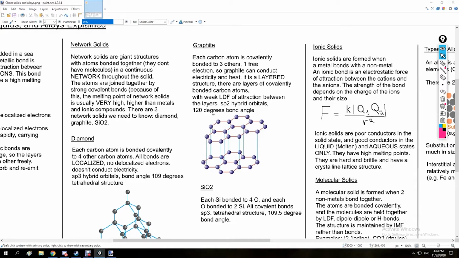So as you can see, this is the structure of graphite. You can see that each carbon is bonded to three other carbons, triangular planar shape, 120-degree bond angle, sp2 hybrid orbitals, and these layers are attracted together with weak LDF, which means that they can slide across easily.